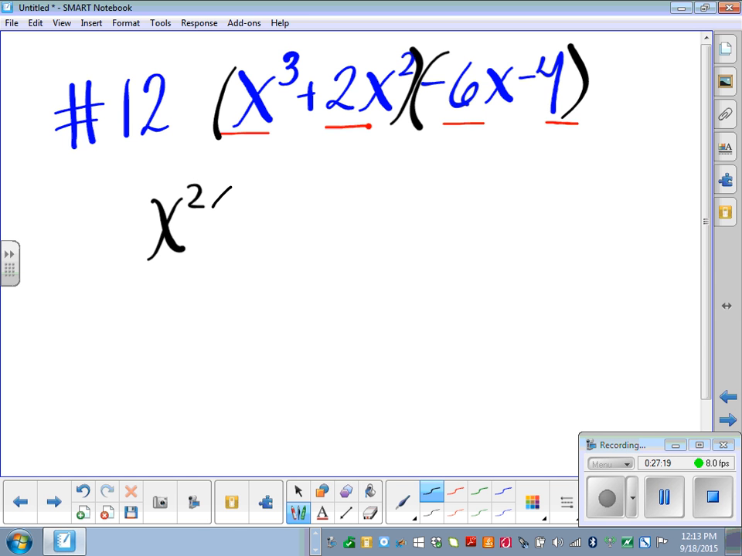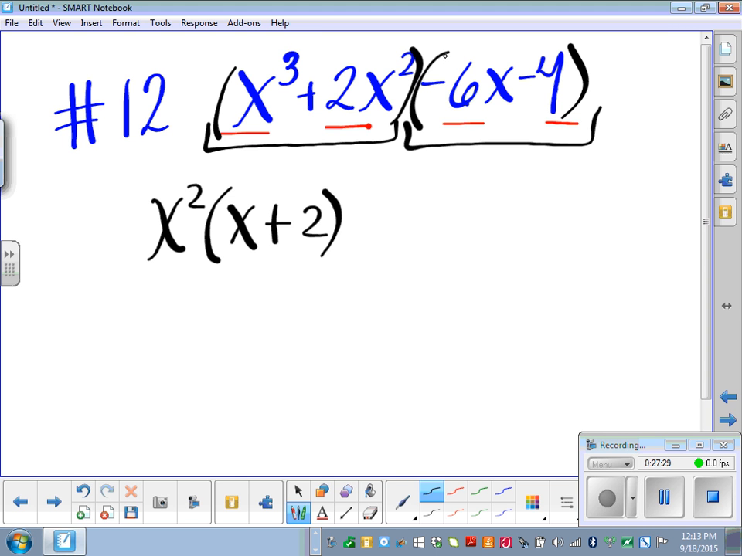So we have an x squared in common. So then left would be x. In this first group, we have an x squared. So then left would be x plus 2. And then in this group, we have a negative 2 in common. So we'll pull out a negative 2. So then that leaves me with 3x plus 2.